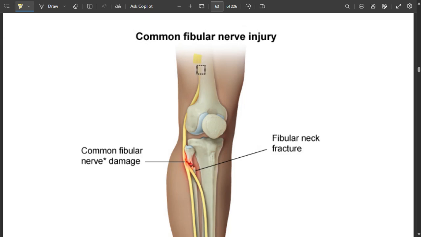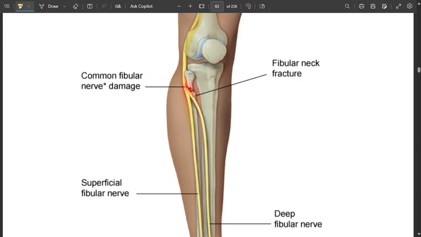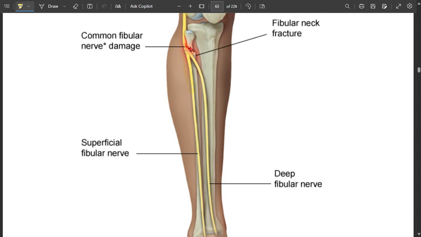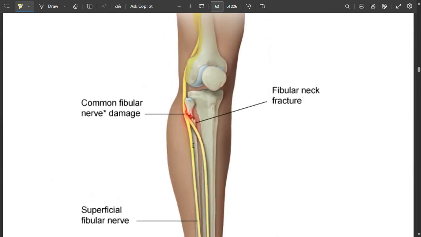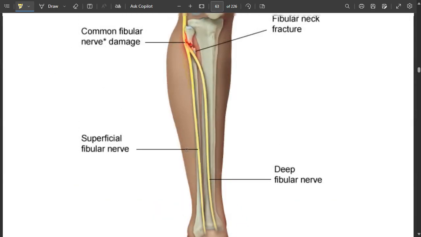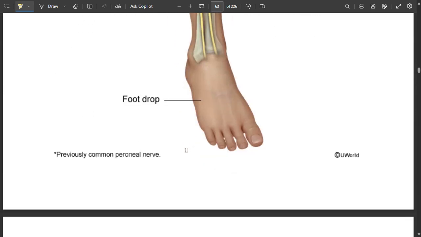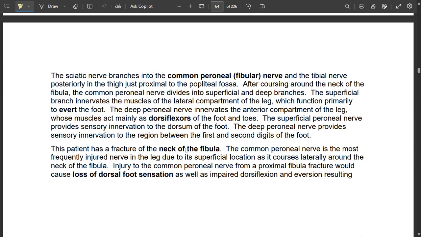There is a nerve running posteriorly in the femoral area that rounds at the level of the tibial head, tibial neck, and fibular neck. If there is a fibular neck fracture, the common fibular nerve can be damaged. Then it divides into the superficial fibular nerve and deep fibular nerve. If the common fibular nerve is damaged, foot drop can occur. It was previously called the common peroneal nerve, and it occurs at the level of the fibula.